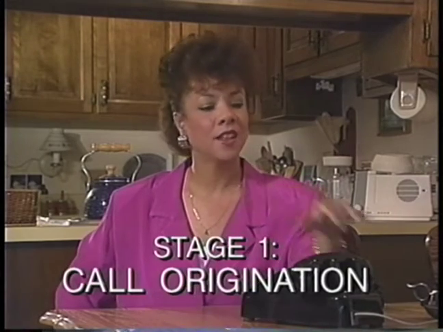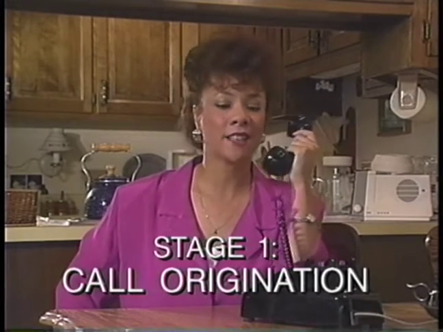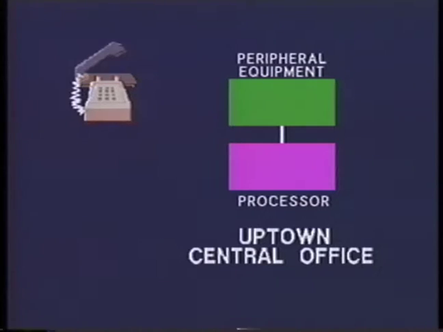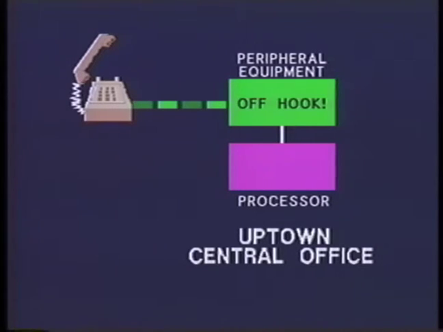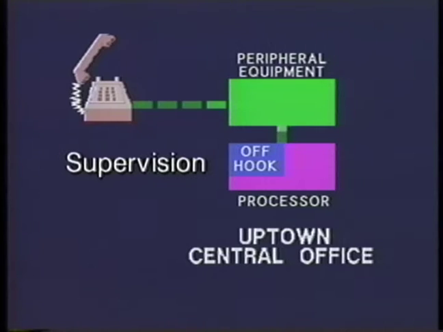The first stage in processing my call is call origination. It begins when I pick up my handset. As I lift my handset, the switch hook contacts close and complete a circuit to my central office, the uptown office. A scanner in the line switch frame of the peripheral equipment detects and reflects that my line has changed to an off-hook state. The central processor monitors and records the change of state information. You may remember that this monitoring process is called supervision.